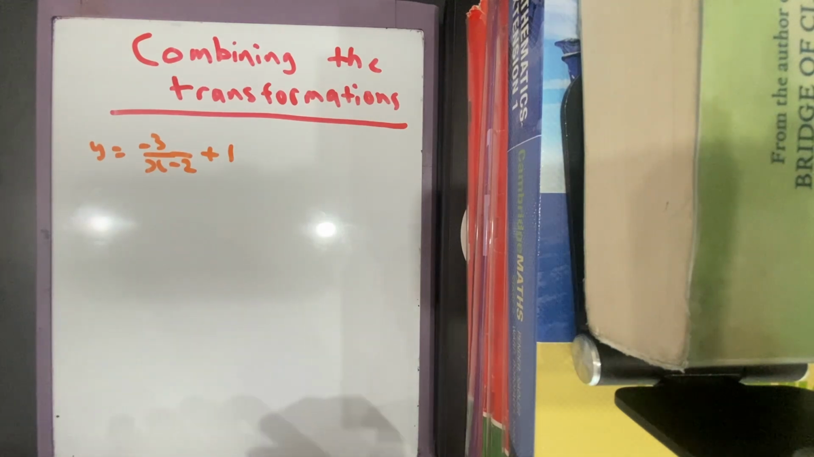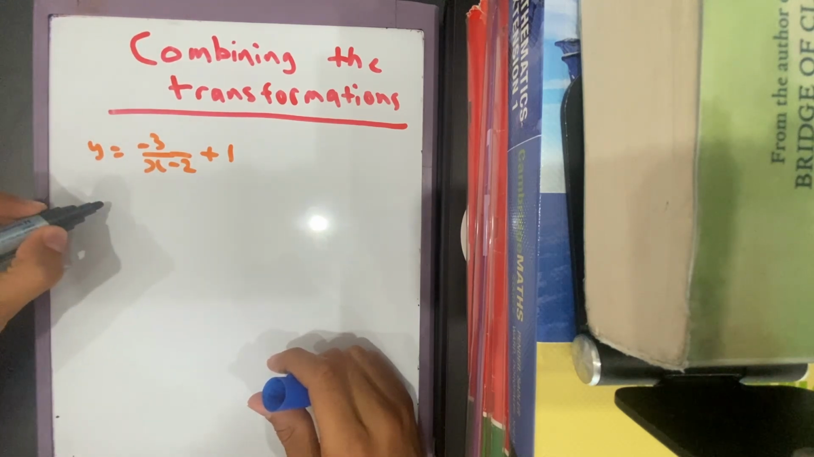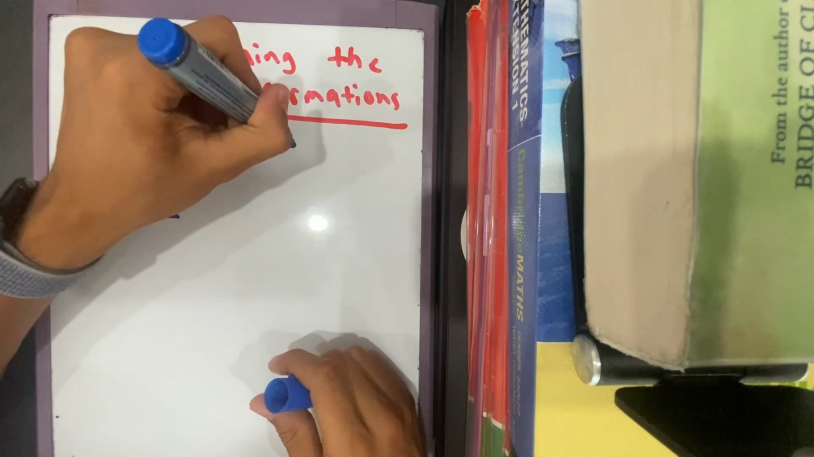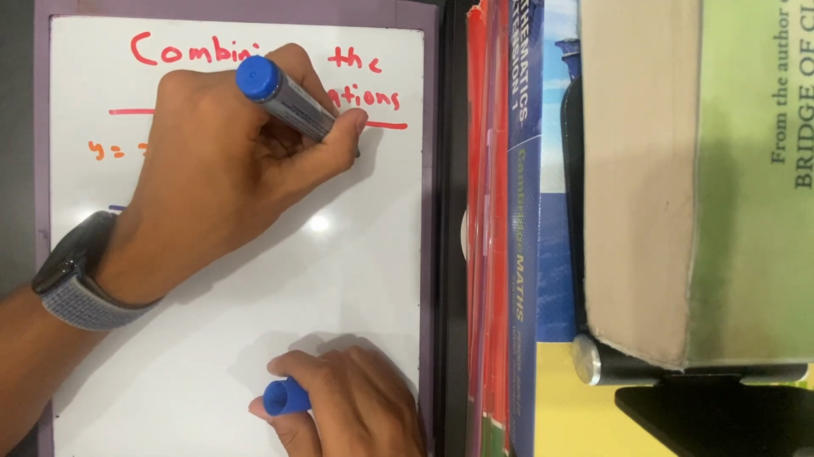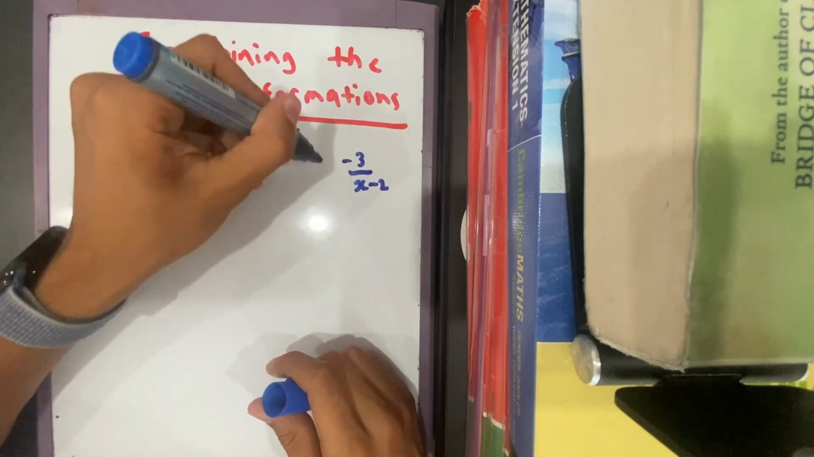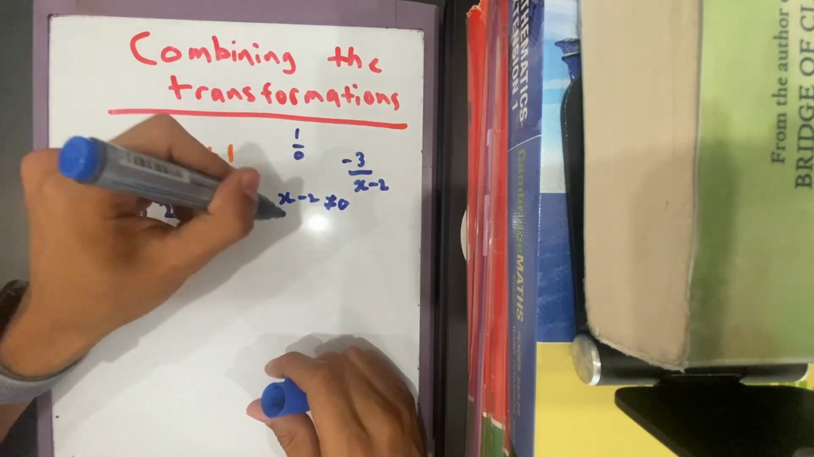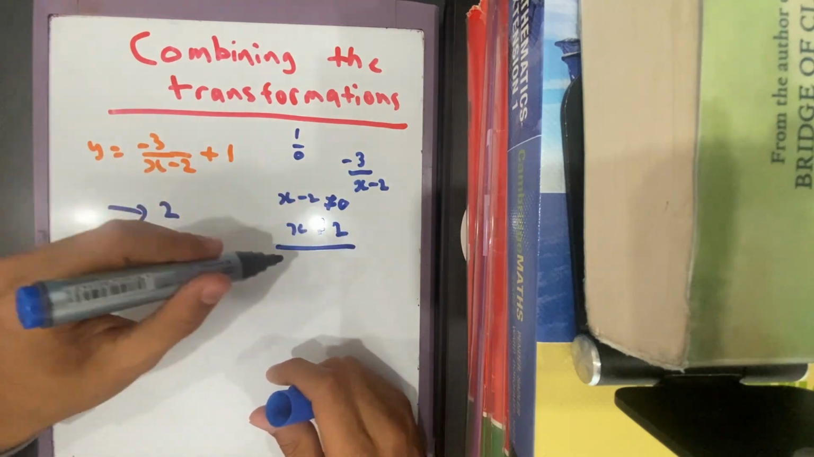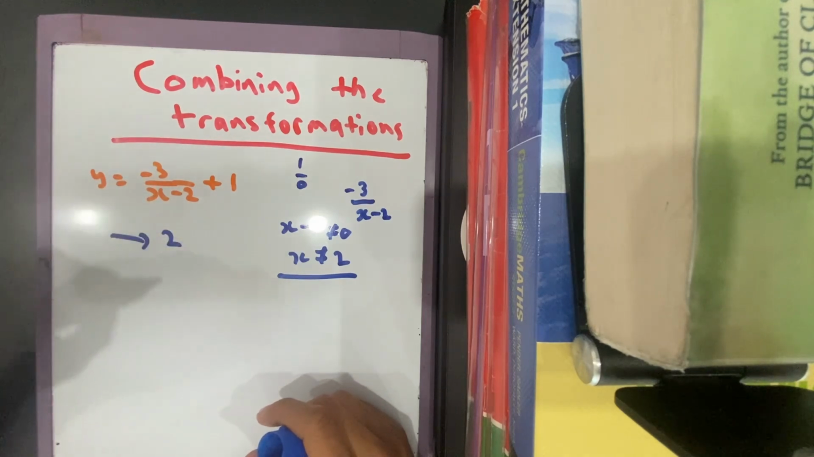Finally, let's combine these transformations. Let's look at this graph here. x minus 2 will shift the graph 2 units to the right. Remember what I said? That you can't have 1 over 0. Well, the same applies here, with negative 3 over x minus 2. x minus 2 cannot equal 0, so that means x cannot equal 2. So this will be our x asymptote for our graph.